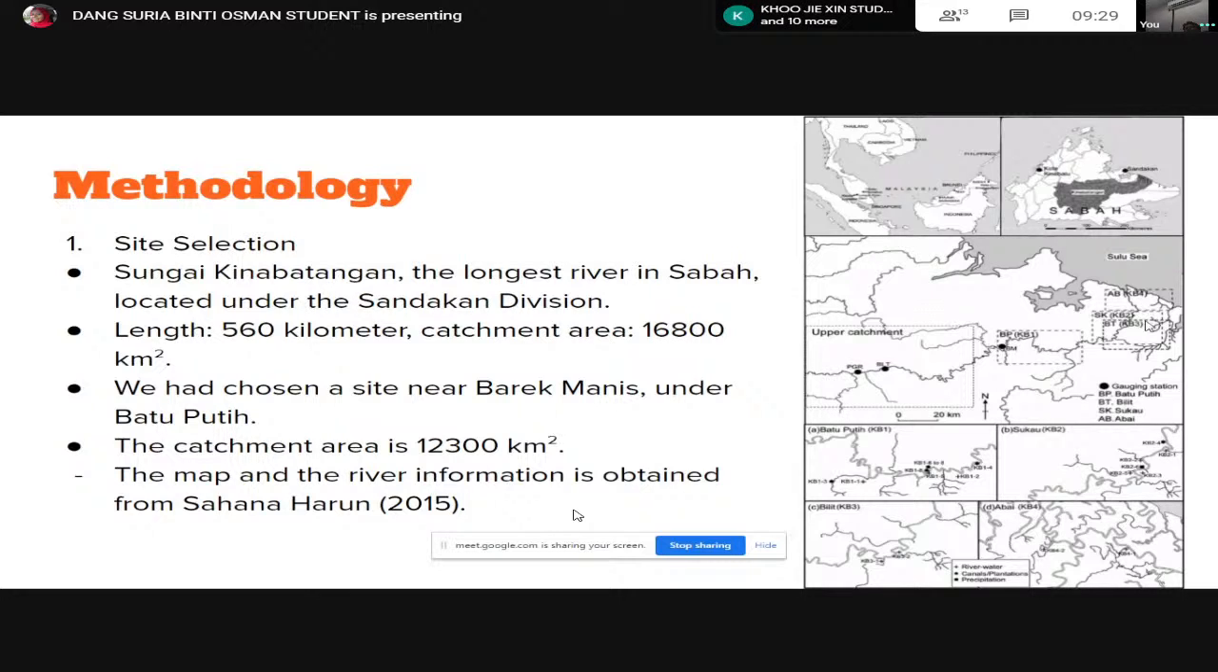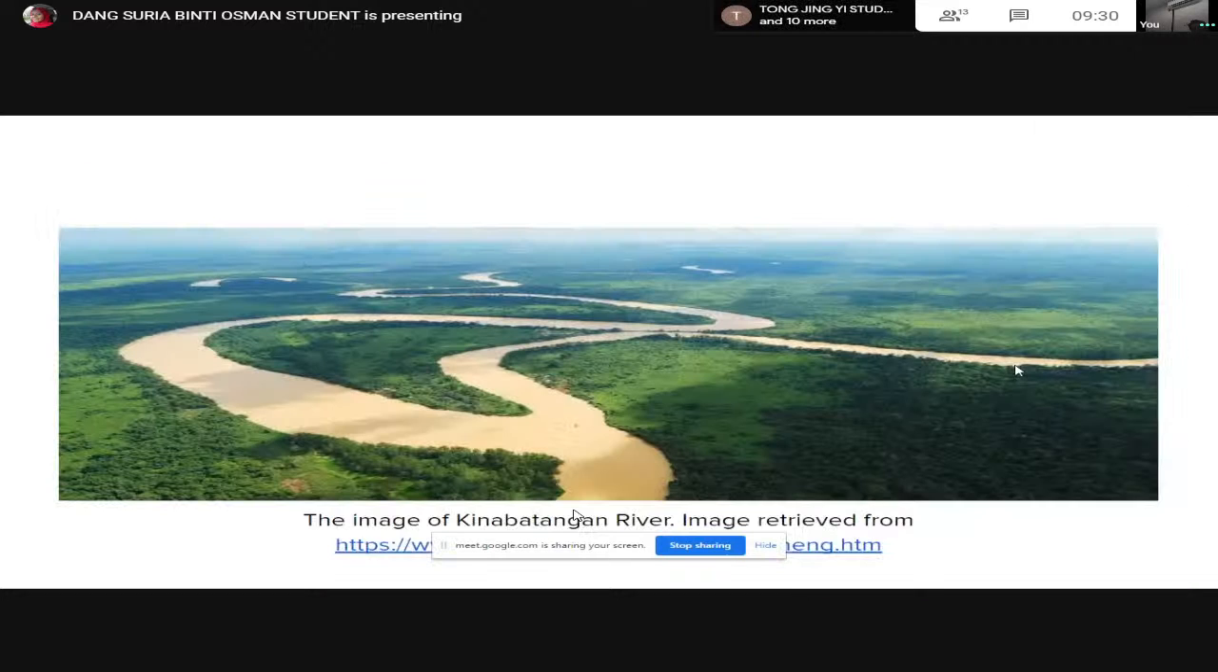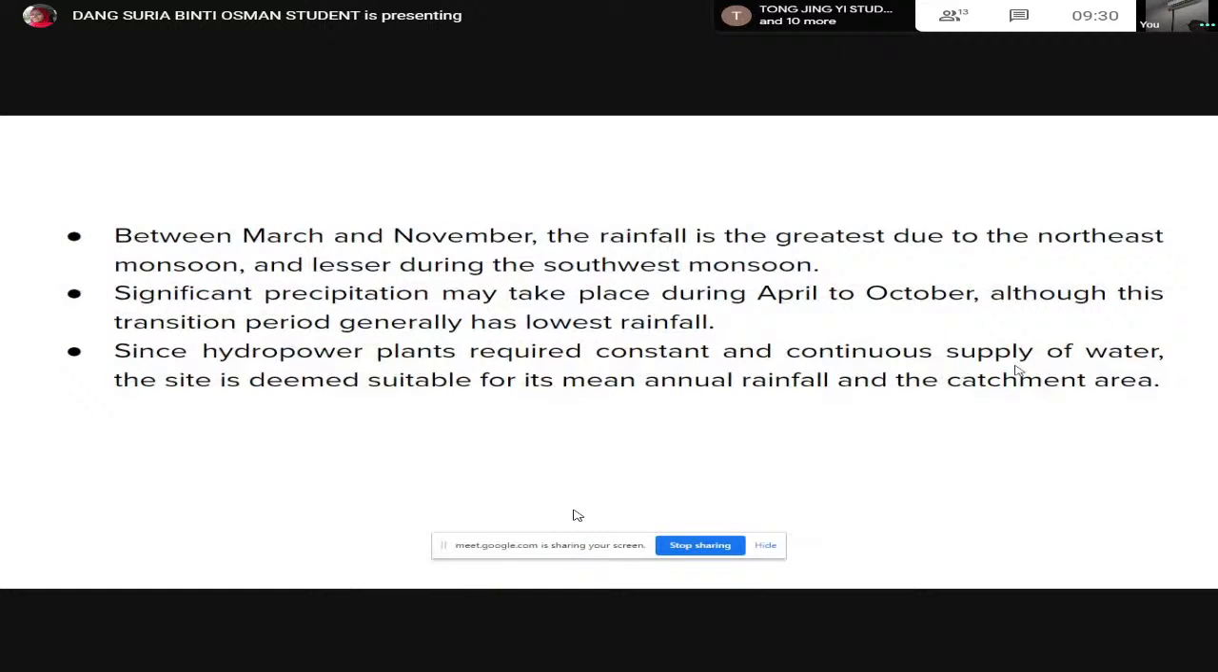So as you can see on the map here, this is the upper catchment. Here is the site that we chose, Barit Manis, under the Batu Putih division of the river. The catchment area of this site is 12,300 square kilometers. All of this information we obtained from the journal by Sahana Harun 2015. This is also the information that we were able to gather.